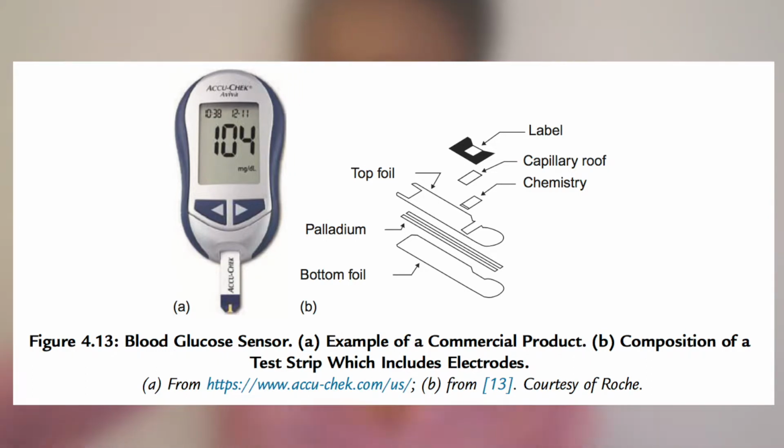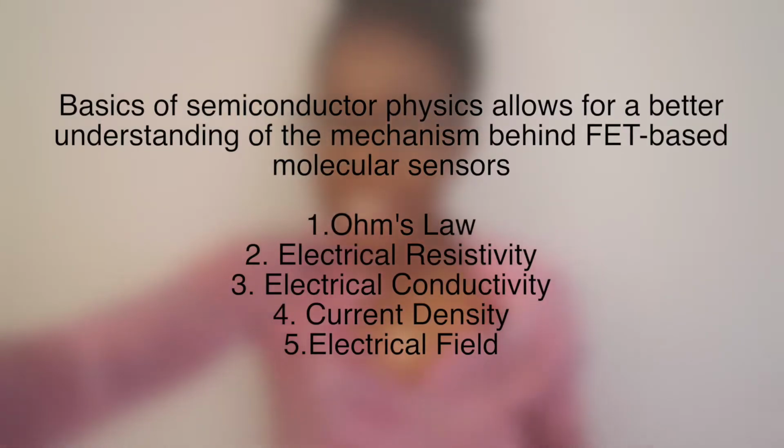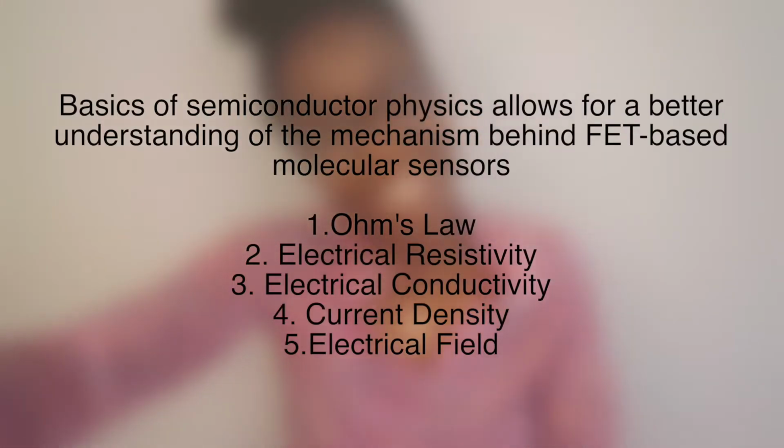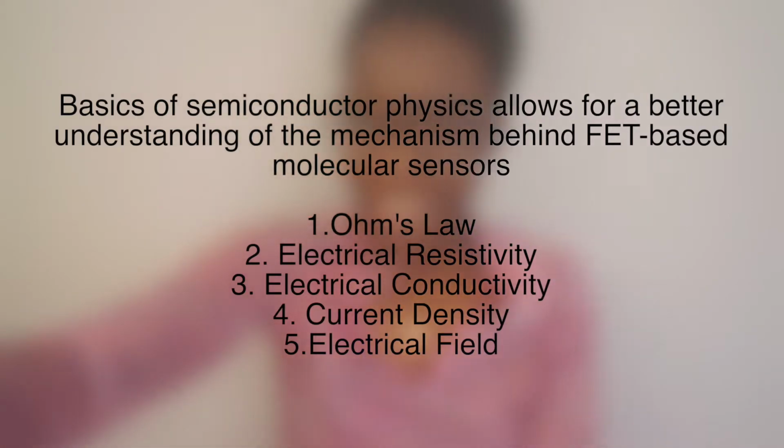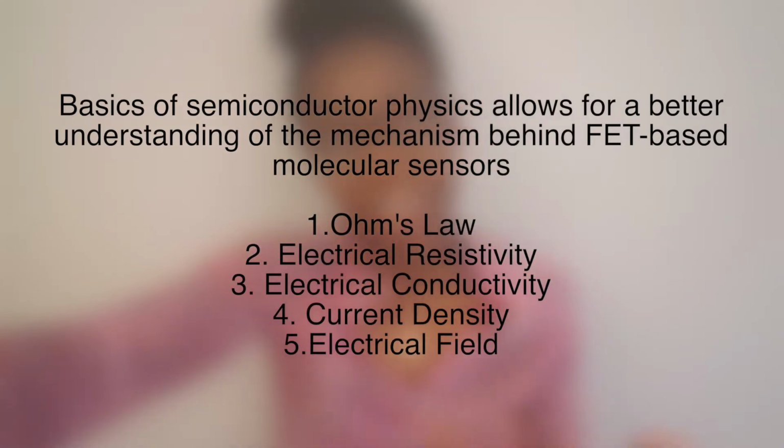Now, let's move from electrochemical sensors and start talking about FET-based molecular sensors. Before talking about these sensors, I think it will be a good idea to discuss the basics of semiconducting physics to understand the mechanism behind these molecular sensors. Understanding semiconducting physics includes understanding electrical conductivity, resistivity, electric field, as well as current density.